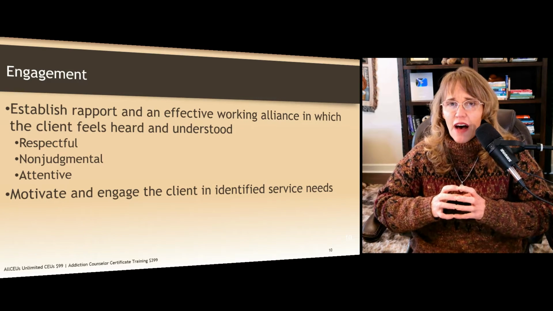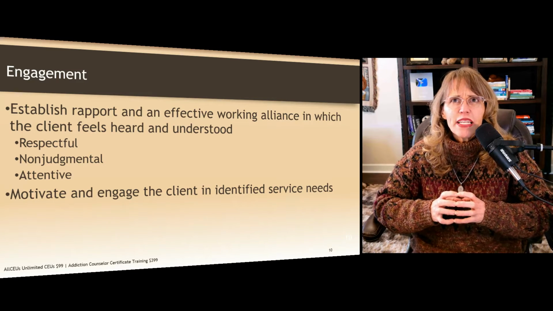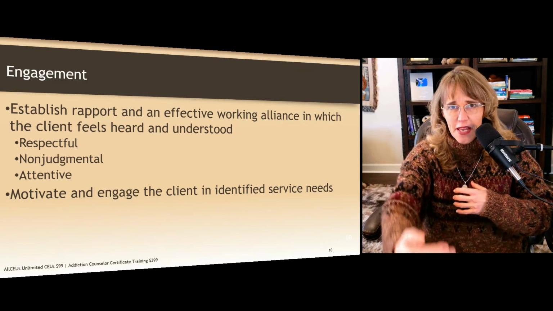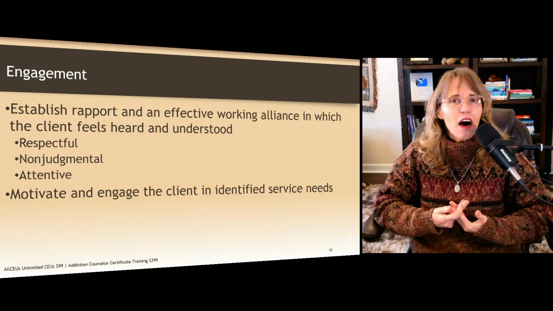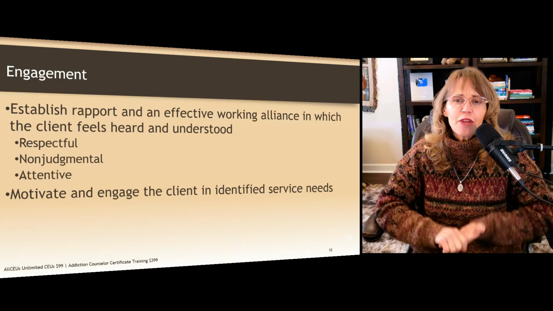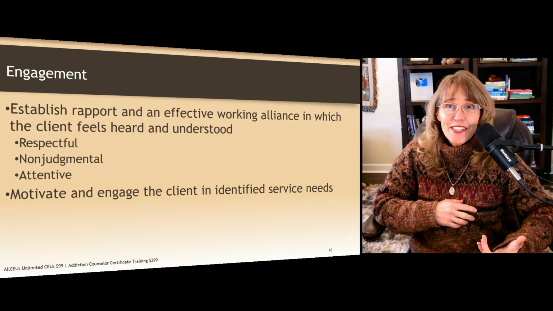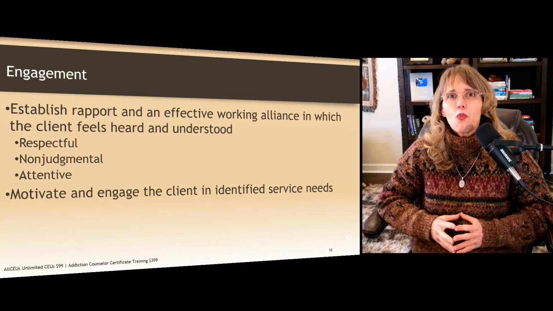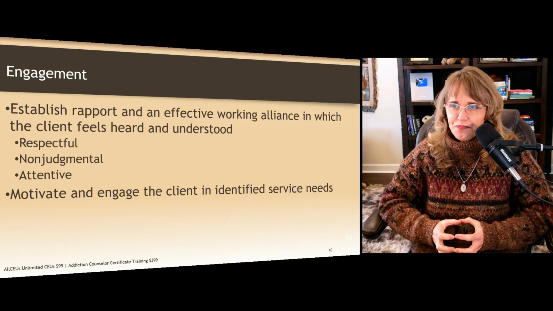We can still provide resources and referrals, but we need to be respectful to not force our opinions and our beliefs and our fears onto them. And we need to be attentive, not answering our phones, not answering emails while we're trying to talk to them. When they are with us, we are with them 100%.